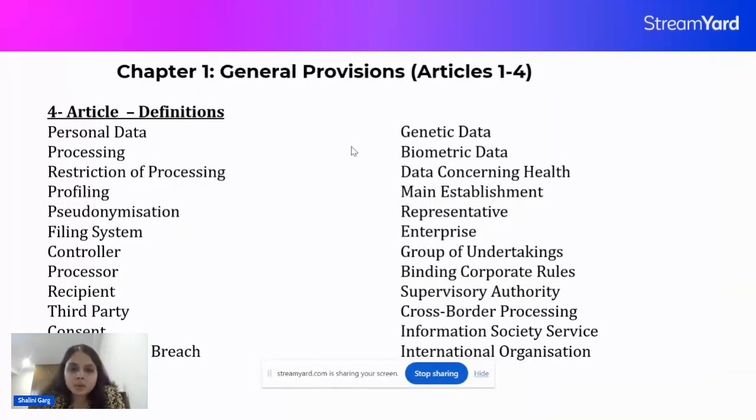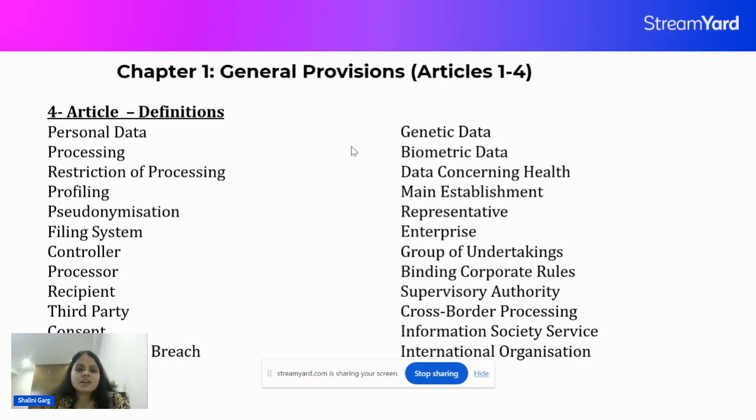So any headquarter would be termed as main establishment. Now, representative. We'll read it in the articles as well, but any EU-based person who is designated to represent the controller or processor. So if the controller or processor is not in the European Union and they have to appoint a representative, which will be representing the controller and processor, would be termed as representative.